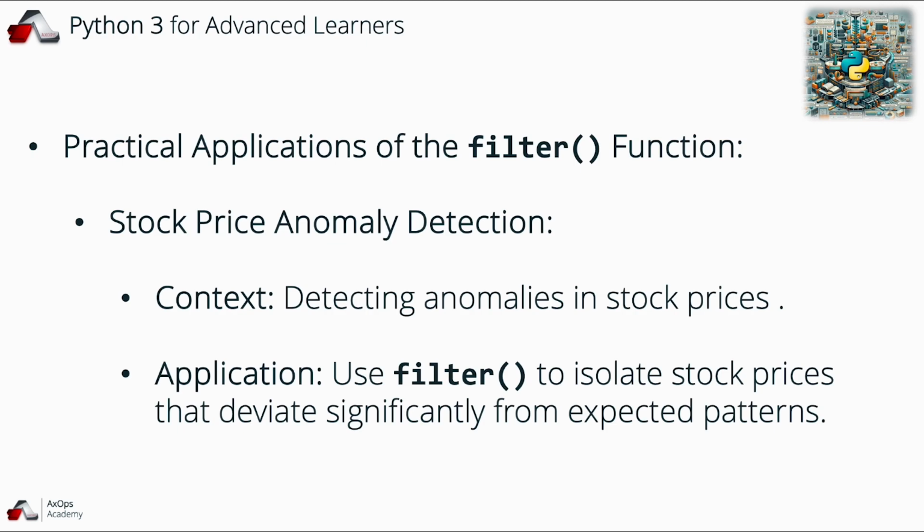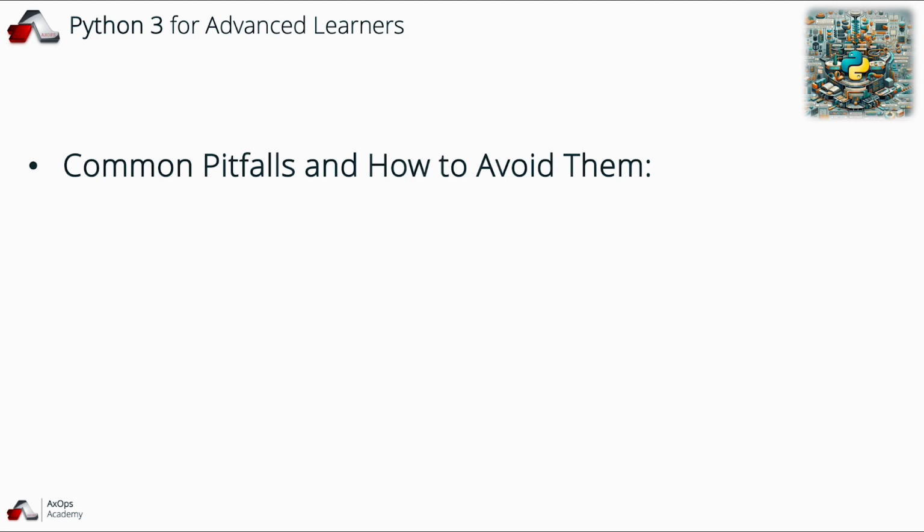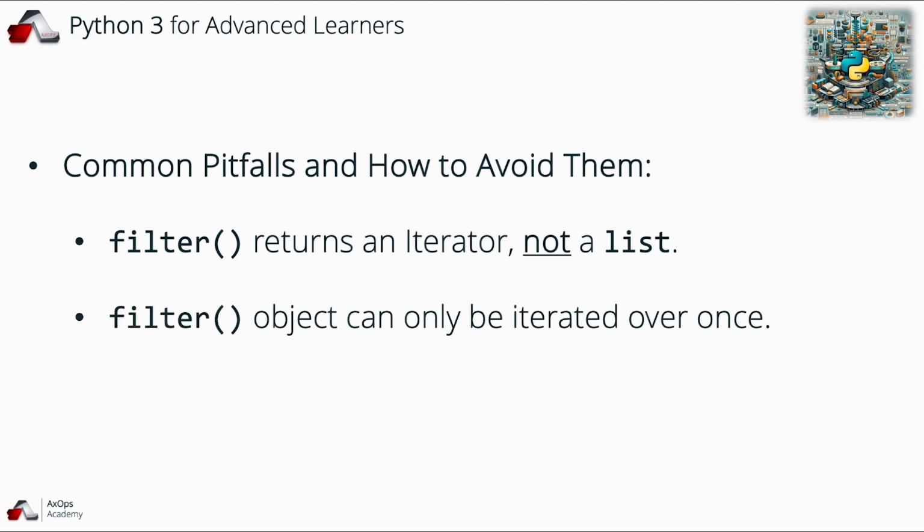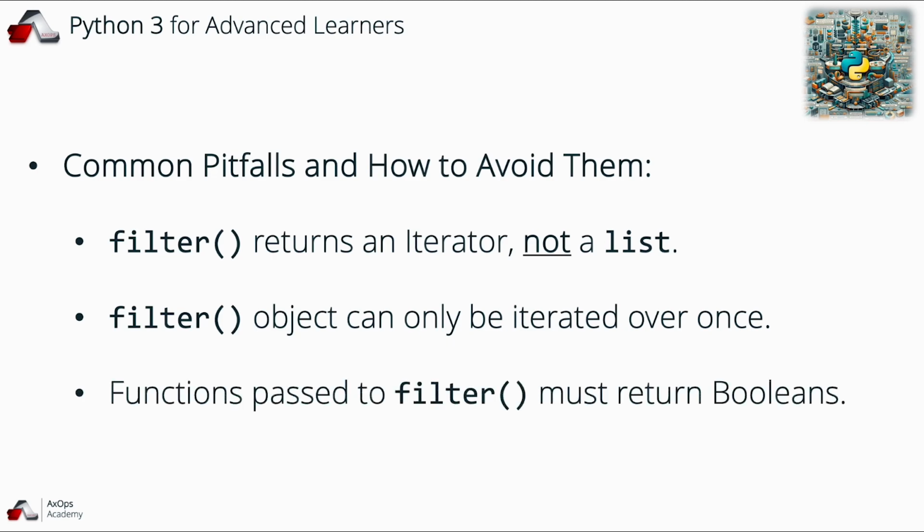It's important to note certain common pitfalls with the filter function and how to avoid them. Firstly, it's essential to understand that filter returns an iterator and not a list. To get a list, you need to explicitly convert it using the list function. The next thing to note is that a filter object can only be iterated over once. To reuse the filtered data, you should store it in a list first. And finally, the function passed to filter must return a Boolean value. If it doesn't, the filter function may not work as expected.